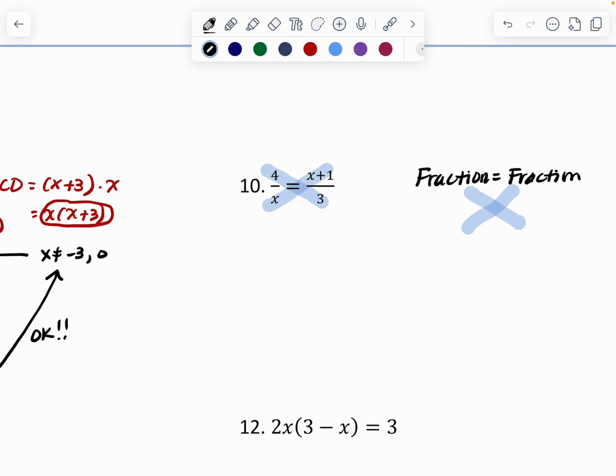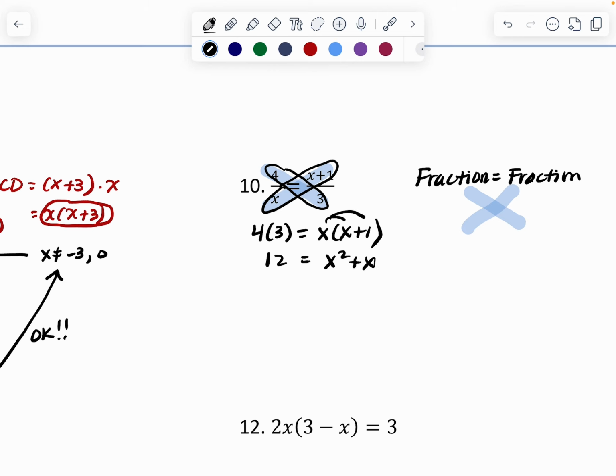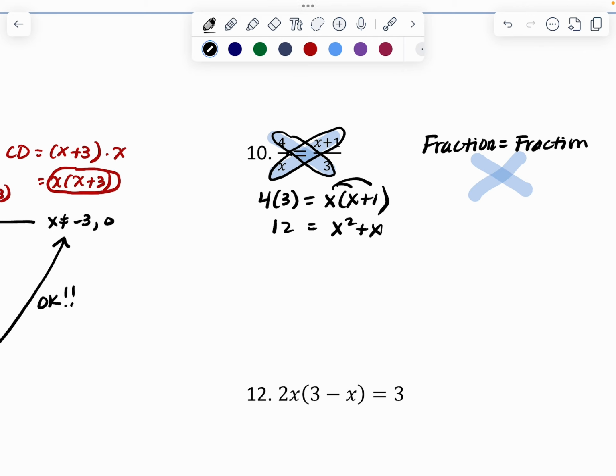So going this way right here, I get that 4 times 3 is going to equal, and then going this way, x times x plus 1. Okay, multiplying them out, I'm going to get 12 equals x squared plus x. That was just the distributing part here. And remember, every time you see an x squared, you want to make sure you set it equal to 0 and then try to factor or do quadratic formula. So if I subtract 12 from both sides, I'm going to get 0 equals x squared plus x minus 12.